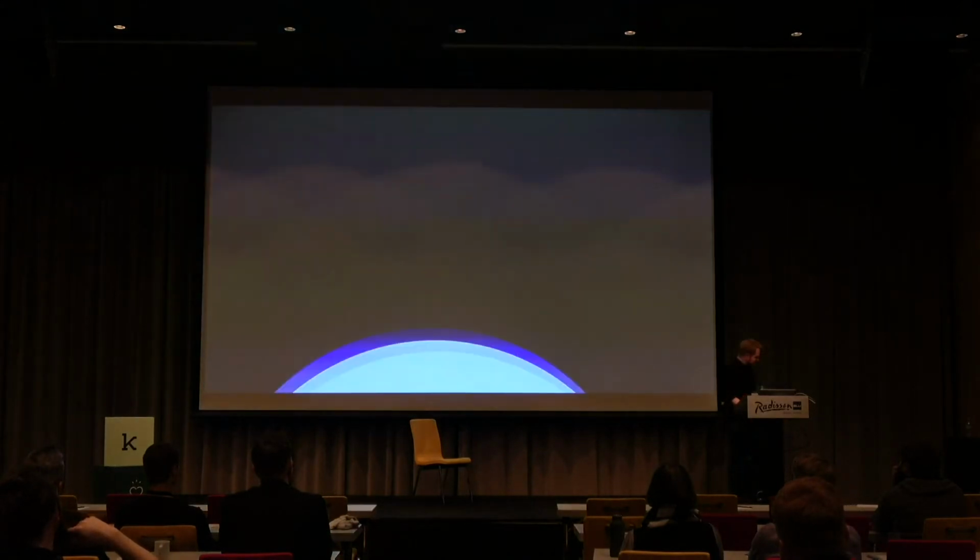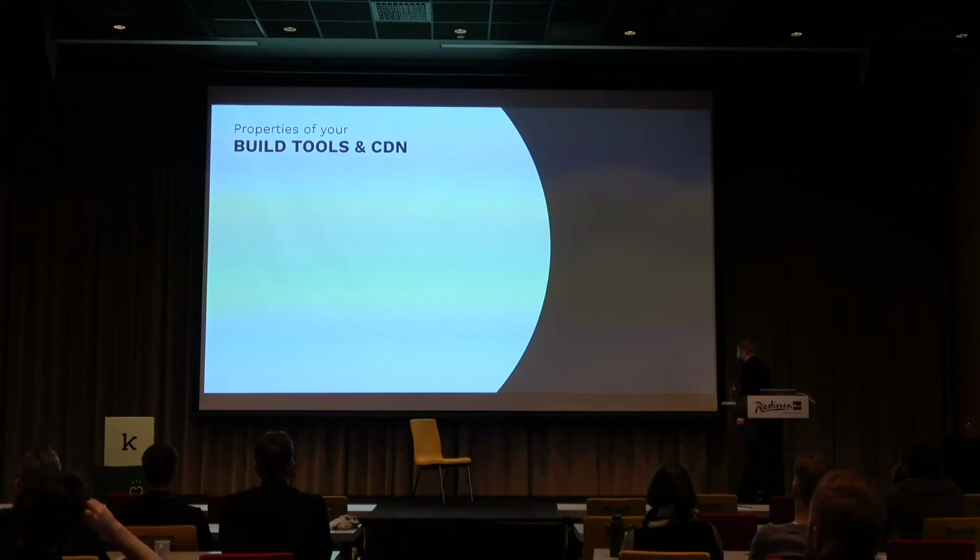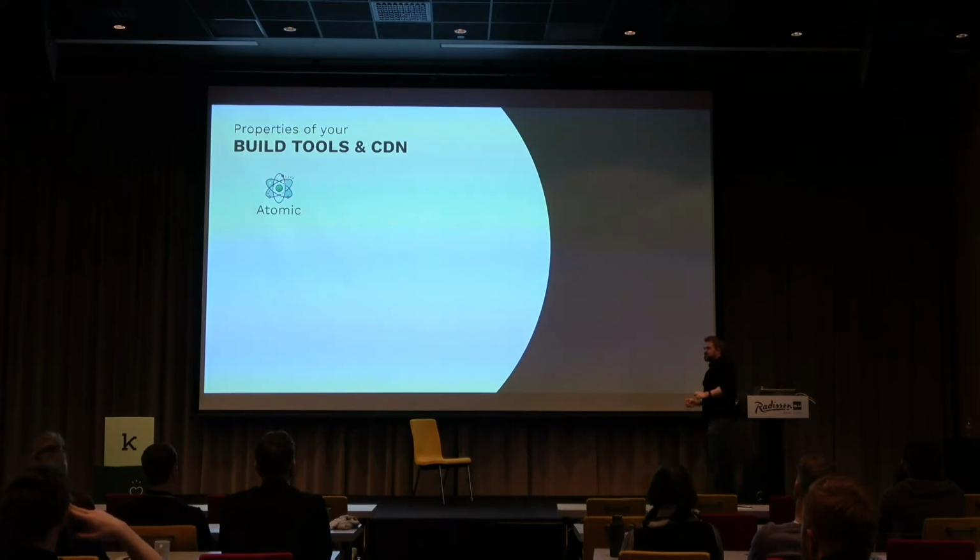So let's take a look at the properties of your build tools and your CDN. You can obviously choose any build tool, any CDN, but there are some best practices. When you read about the JAMstack, most places say that these are really crucial to make the JAMstack work properly. So first, you want atomic deploys. This means that when you're deploying a new site, you don't want your site to start uploading, like it needs to upload 100 files.